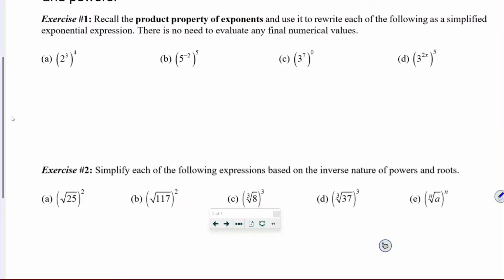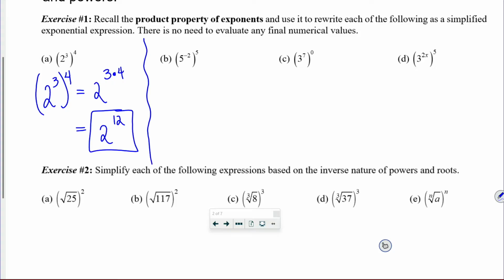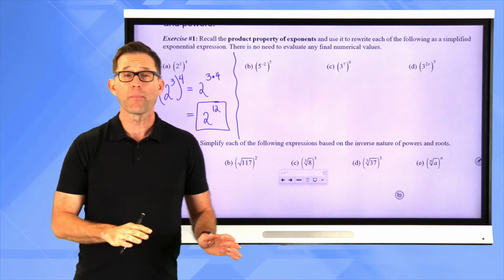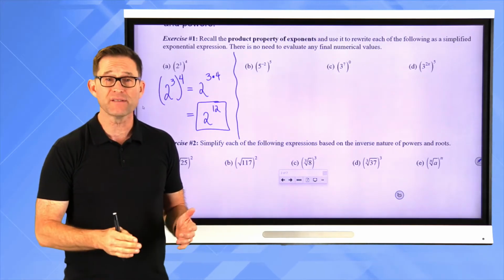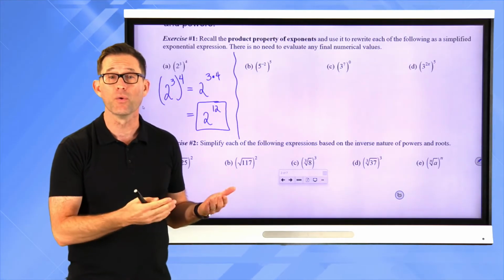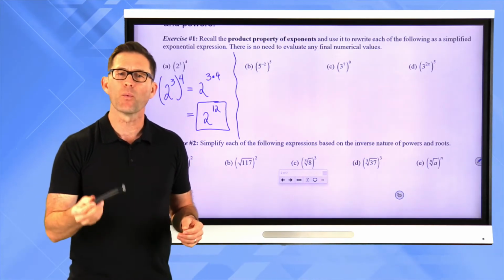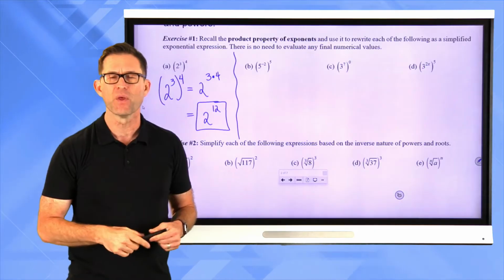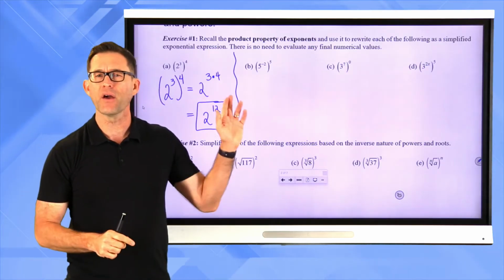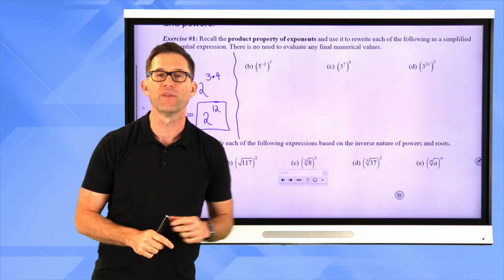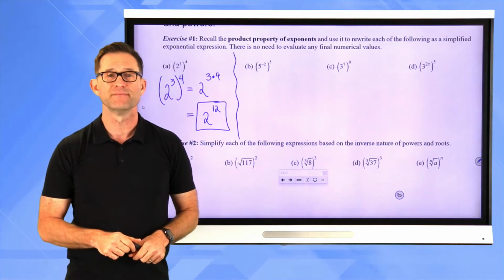This should be easy, right? If I have 2 raised to the third, raised to the fourth, the product property of exponents says that that's 2 to the 3 times 4, which is 2 to the 12th. This property, strangely enough, is going to be the basis of the rest of what we do as we seek to understand what a fractional exponent really is. So pause the video now and go ahead and rewrite each one of these by using that property.